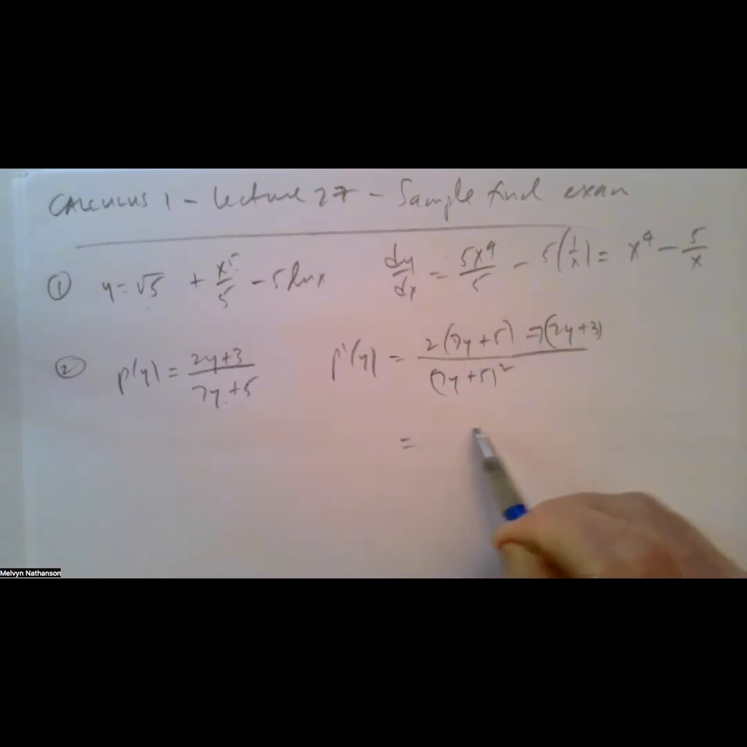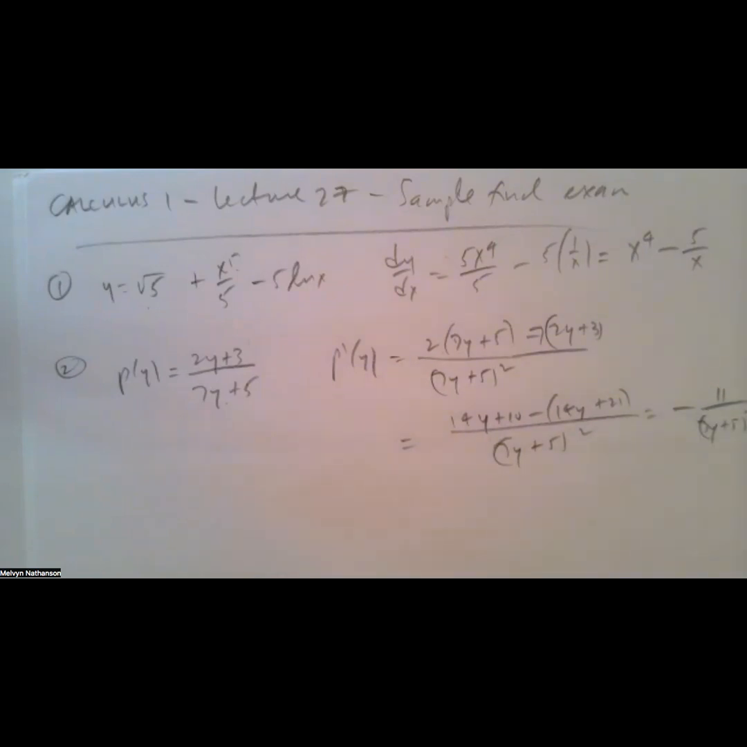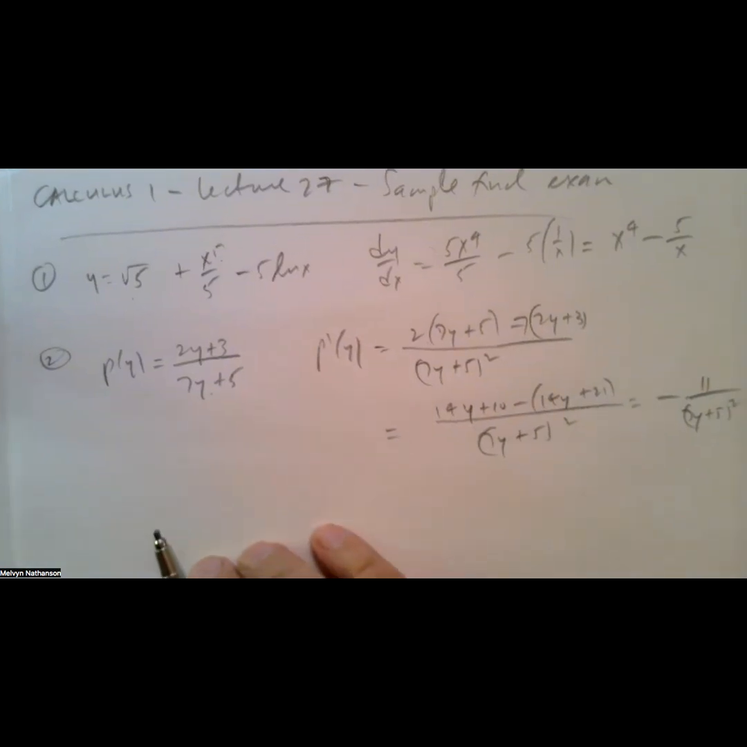So we get, all over 7y plus 5 squared, 14y plus 10 minus 14y plus 21. So 10 minus 21 is minus 11, over 7y plus 5 squared. That's the answer.